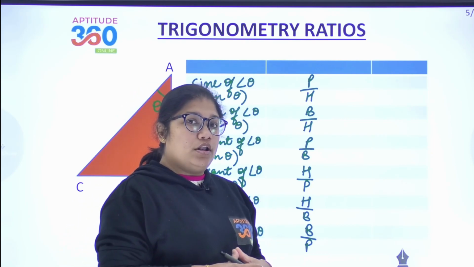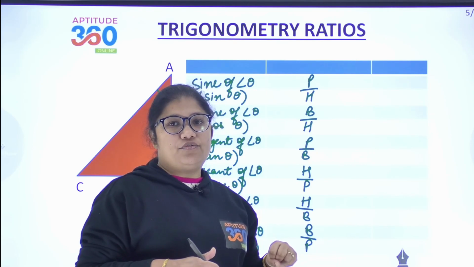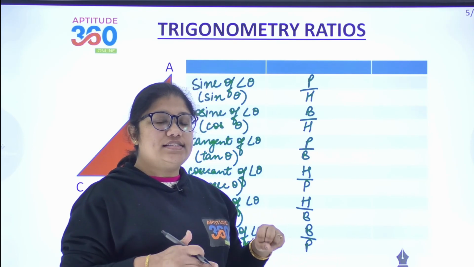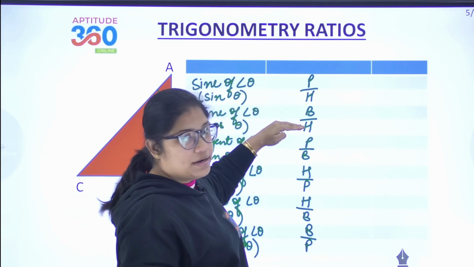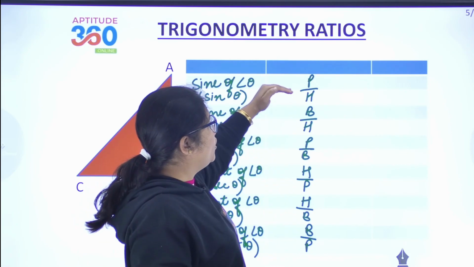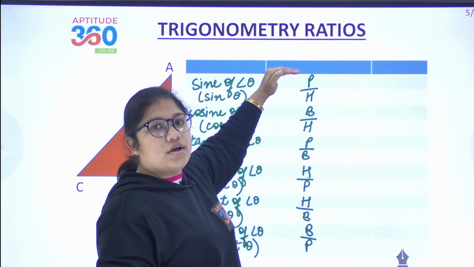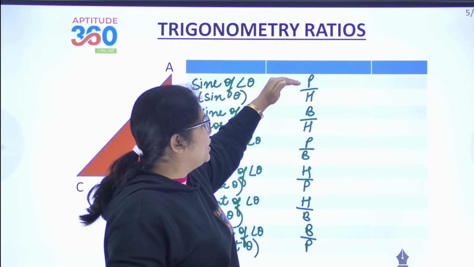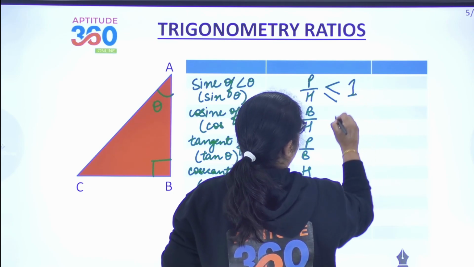And as we all know that the hypotenuse is the biggest side of all the 3 sides of a right angle triangle, what does that mean? That wherever hypotenuse is in the denominator, the ratio cannot be more than 1, because your denominator is larger than your numerator. So, how can it be greater than 1? So, definitely these 2 ratios will be less than or equal to 1.